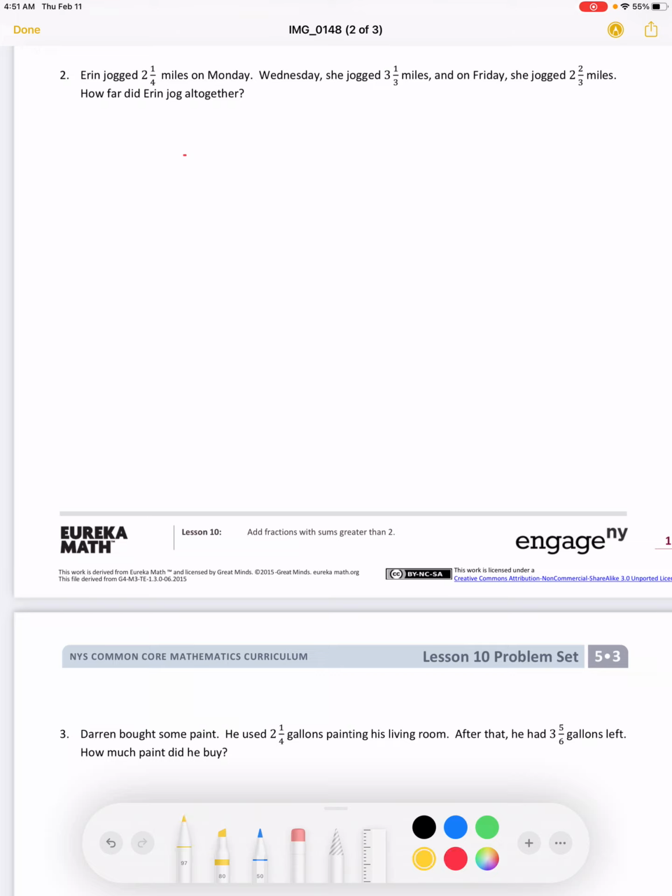I see one. All together. Okay? All together usually means add everything together, okay? So that's what we're going to do here. We're going to add all of her miles that she ran each day. We're going to add those together because the question is asking us how far did Erin jog all together.